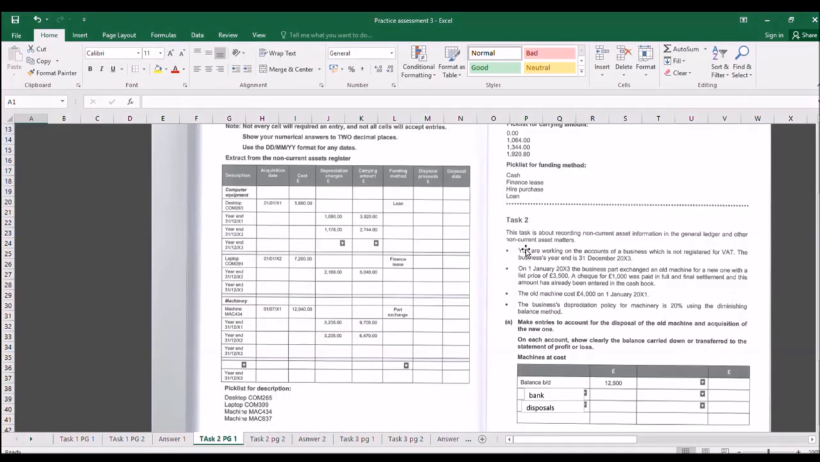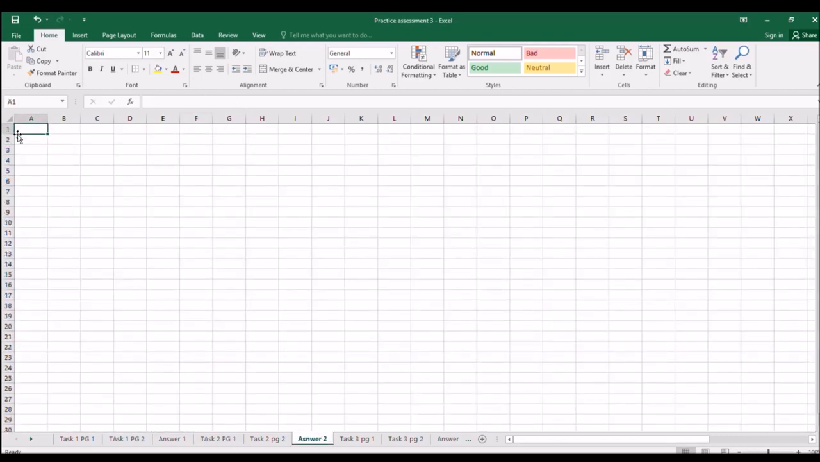So task two, this task is about recording non-current asset information, so tangible fixed assets, going into the general ledger, and other non-current assets, so other tangible fixed assets matters. Right, you're working on the accounts of a business which is not registered for VAT, so no VAT, and the business year ended 31st December 2003. Right, so no VAT, and we've got January sliding through to December X3. Right, okay.